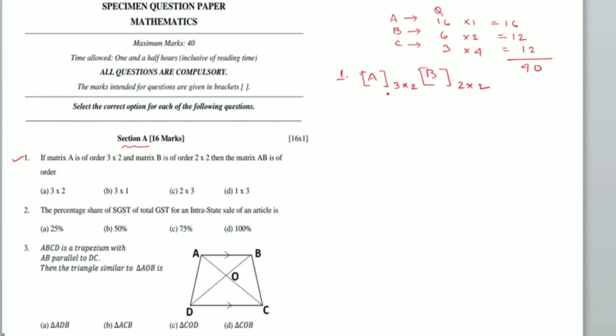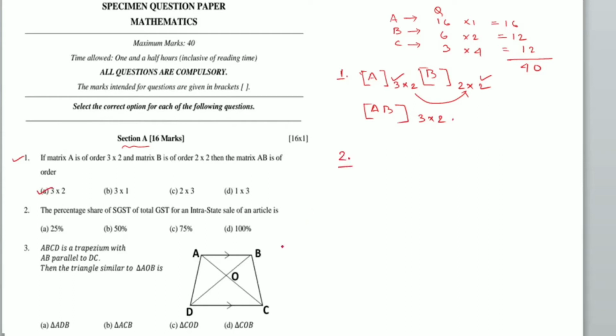Here you can see the number of columns in the first matrix is equal to the number of rows in the second matrix, and this is the condition for multiplication of two matrices. So here it is fulfilled, and therefore the order of matrix AB will be 3 cross 2. So option A will be the right option.